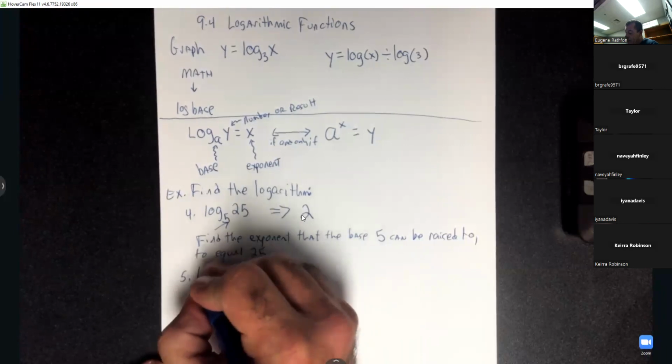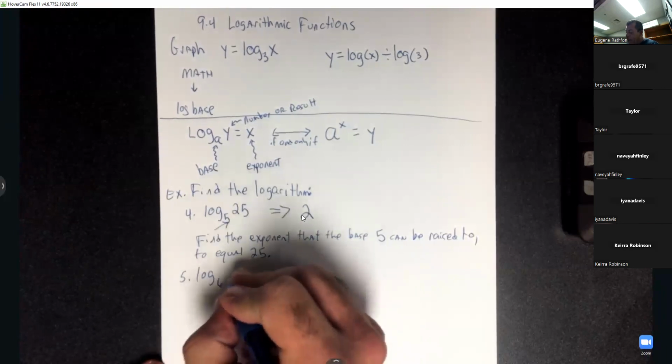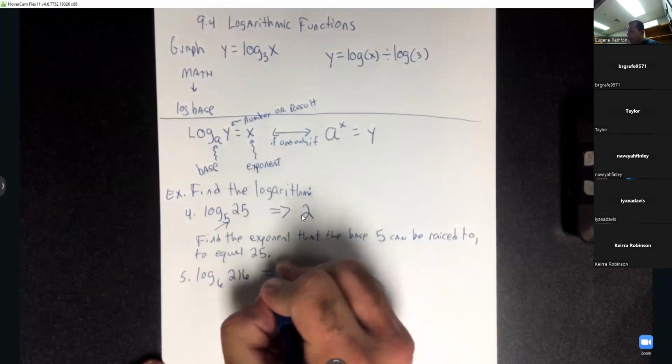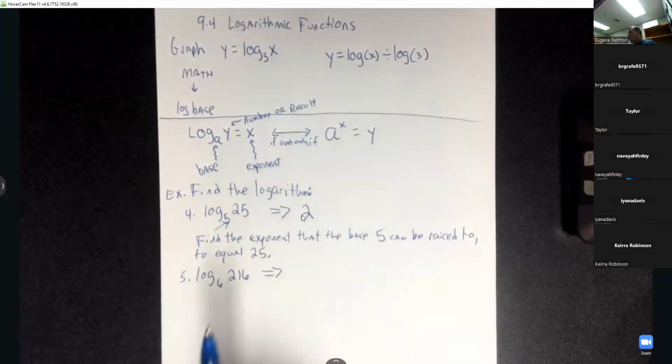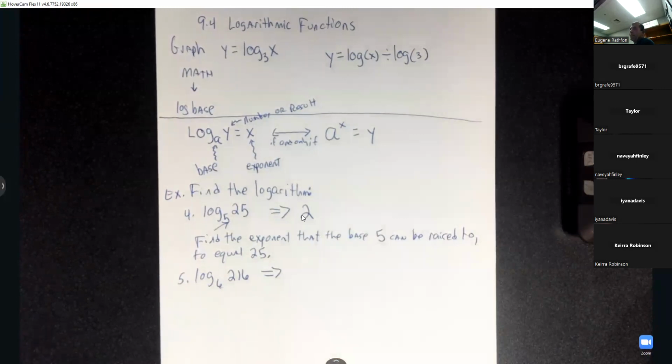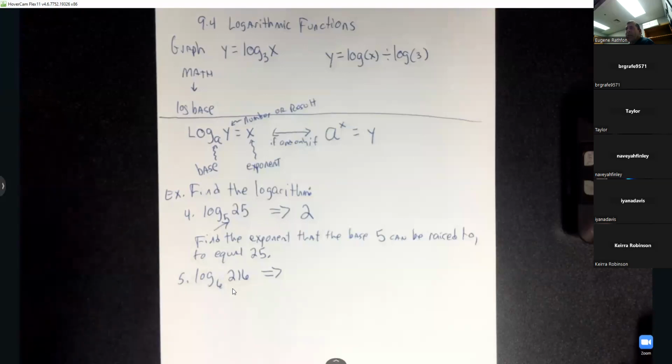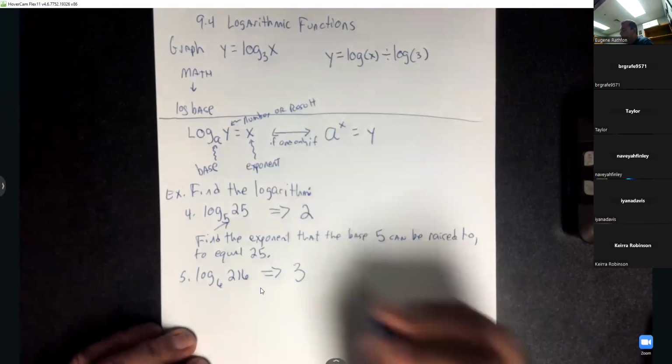All right, how about this? Log base 6 of 216. What exponent would I raise 6 to turn it into a 216? Now, older calculators, you can hit math and go down and get the log base. Newer ones, you would have to do the log of 216 divided by the log of 6. Oh, I already see an answer up there. Looks like it is definitely a 3.